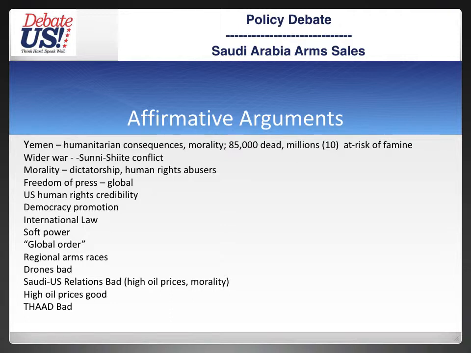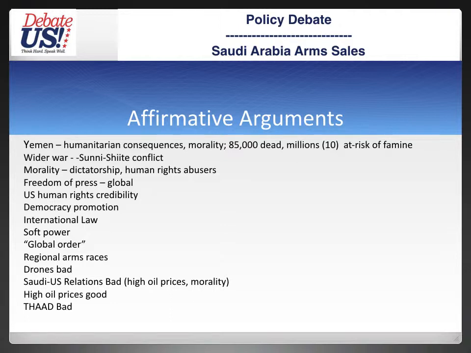So obviously there's a solvency argument you can make against this advantage, but nonetheless, there's a general advantage area or theme that you can argue, that there are violations of the international order that occur through these arms sales.